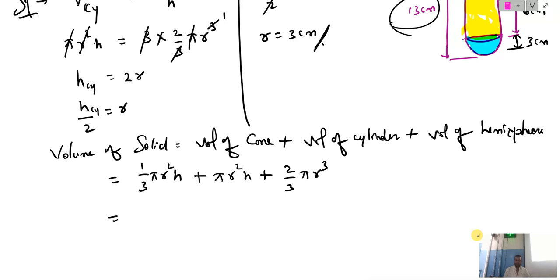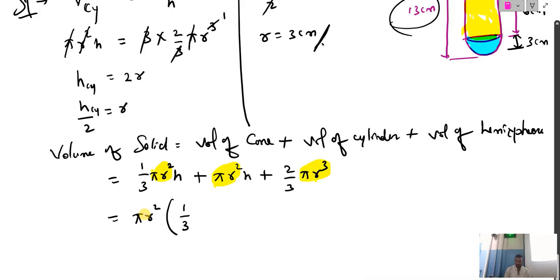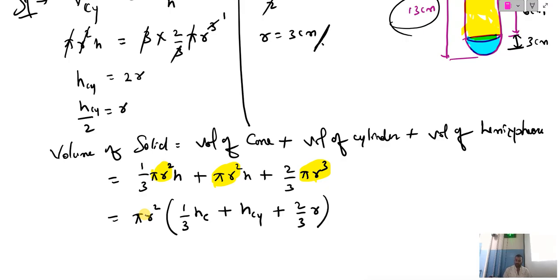Now, my dear students, as you can see, in all the terms we have pi r square common. From all the three, can we take pi r square as common? If you are going to take pi r square as common, what is left out? 1 by 3 h, h of what? Cone, hc. Plus h, h of what? Cylinder. Plus 2 by 3, 2 times of r came out, so 1 time of r is left out.